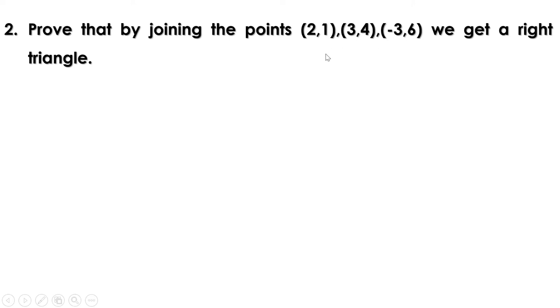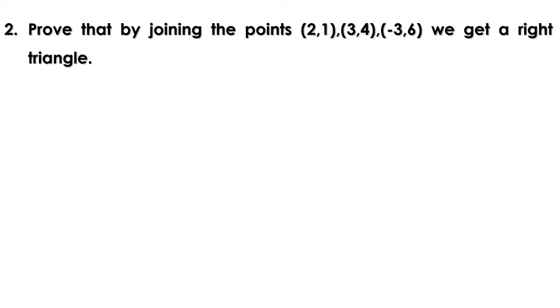No. We can find the distance between these points, which means we can find the length of the sides. How can we identify a right triangle from its sides? We know for every right triangle, hypotenuse square is base square plus altitude square, and the hypotenuse is always the largest side. Therefore, if the sum of the squares of the smaller sides is equal to the square of the largest side, then it is a right angle triangle.